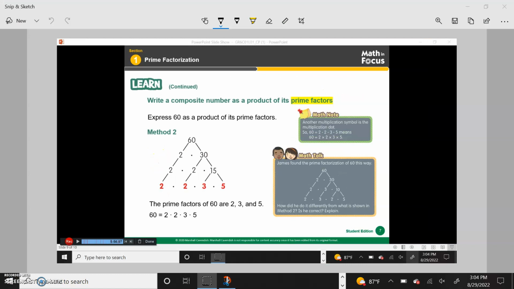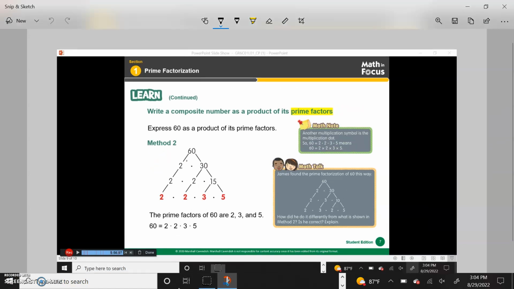And once you've identified your prime number, something that doesn't show in your book, I always like to circle it so I know that that's a prime number and I don't need to worry about it anymore. So now I'm going to break down the number 30. I can break down 30 as 2 times 15. Okay, so now I can bring my 2 down over here. So now I have 2 times 2, which is 4, times 15. Still gives me 60 there.